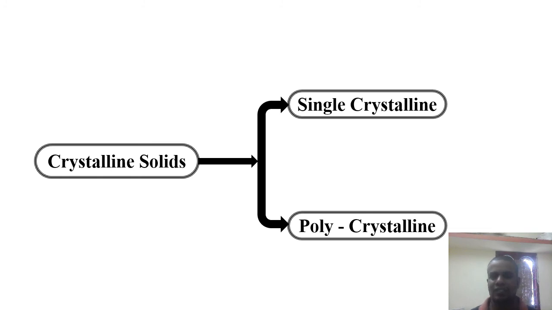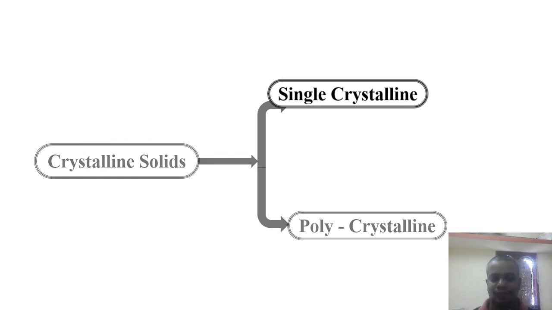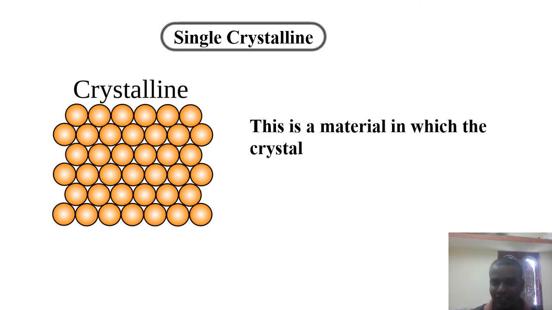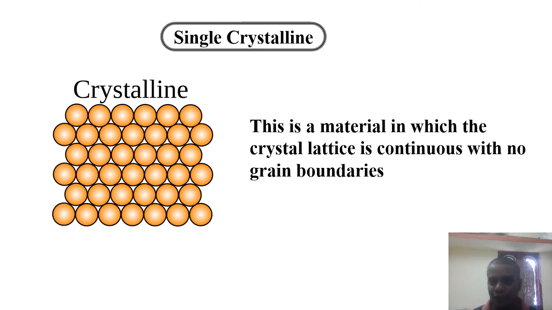So first we can ask one question. What is a single crystalline solid? That is the thing we are going to discuss now. Look at the diagram. We can call this a single crystalline solid. What is a single crystalline solid? This is a material in which the crystal lattice is continuous with no grain boundaries.